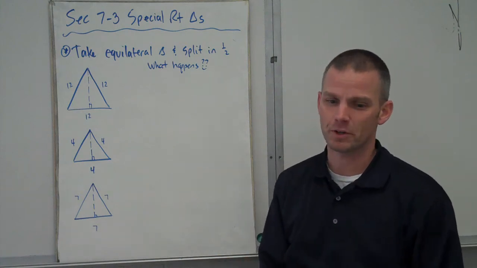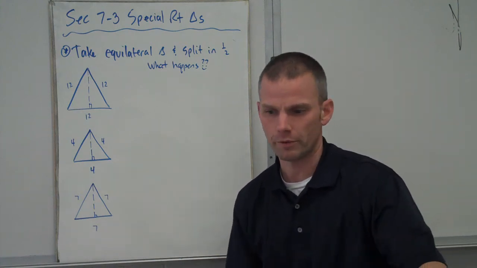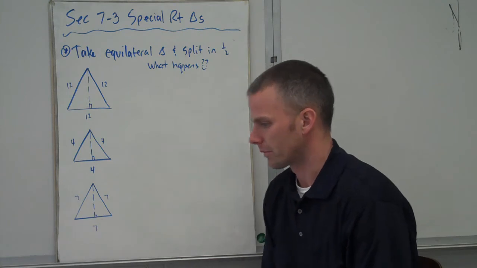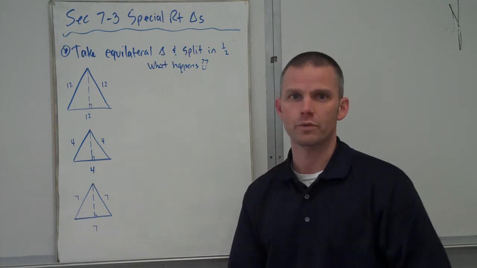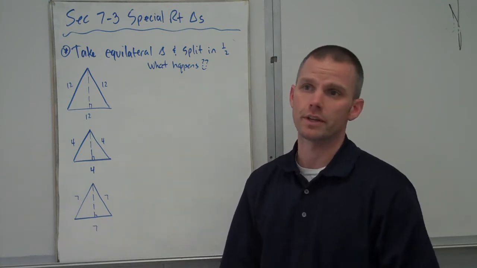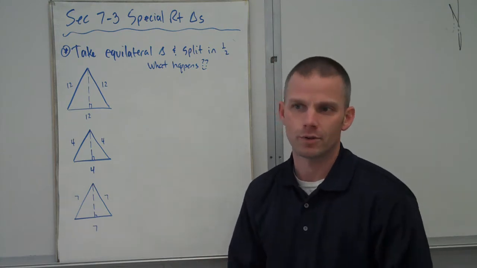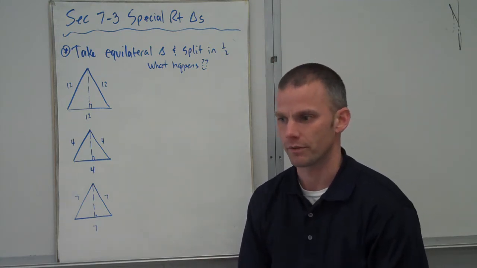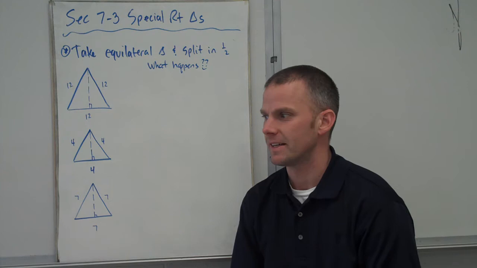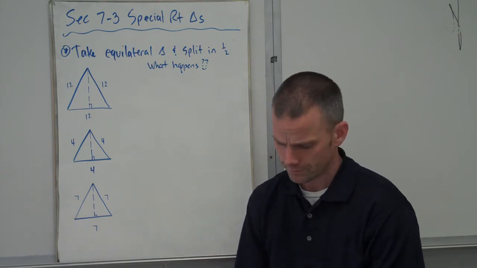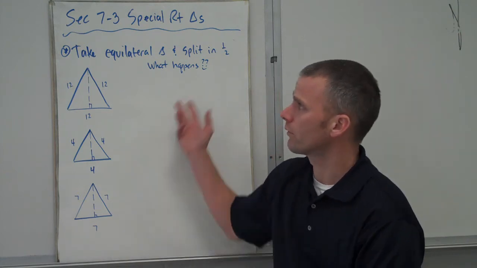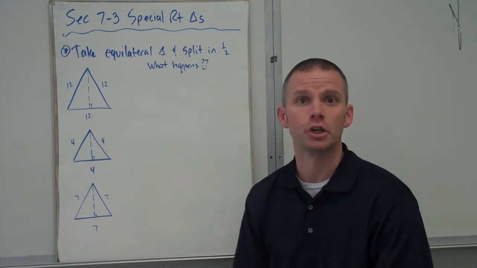Section 7.3, special right triangles. What we're going to find is that in the process of talking about right triangles, we've got a couple of different types of right triangles that are kind of unique. They have certain characteristics about them in terms of side measurements that other right triangles don't. So to start, we're going to do a little investigation, if you will.